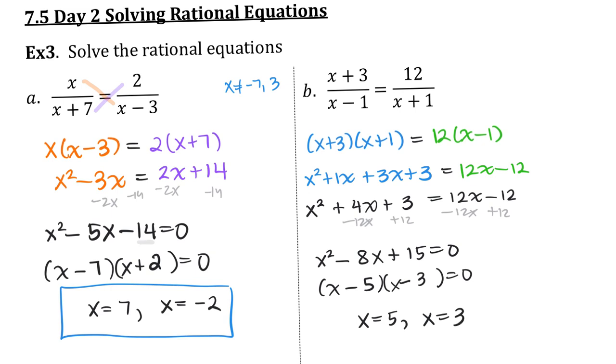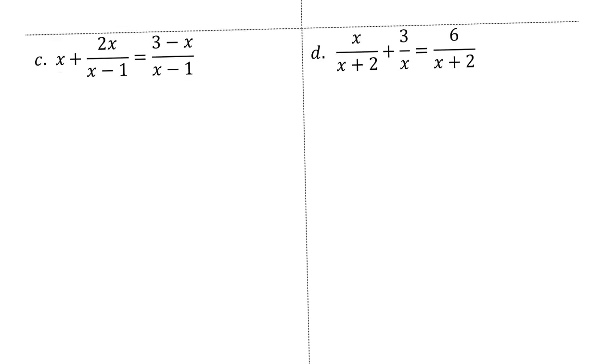And even though it didn't say to state the domain, I need to respect the domain. So if I look back up here, I can see that x can't be 1, and x can't be negative 1. If it doesn't say to list it, you don't have to list it, but you do need to go back and look at it to see if there were any extraneous solutions. Okay, let's look at C.